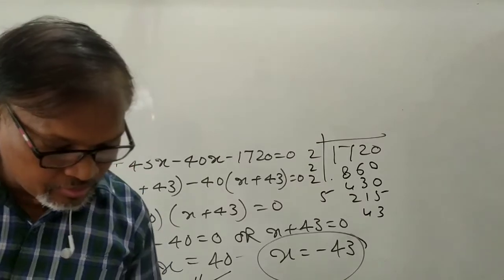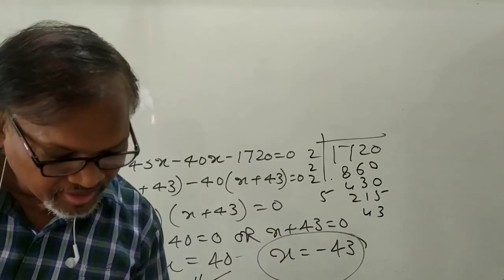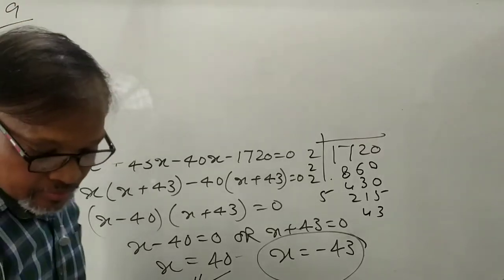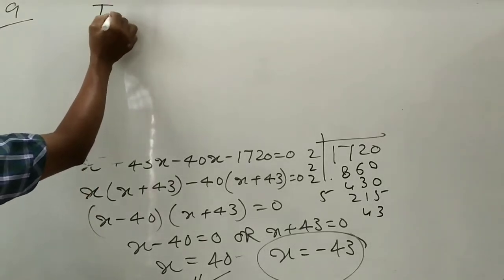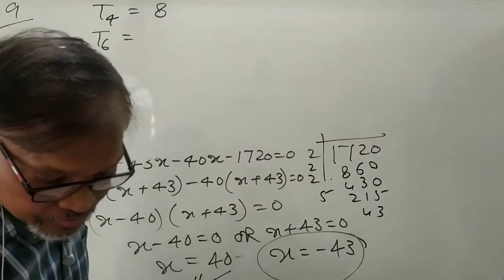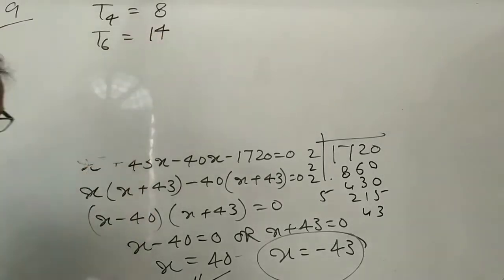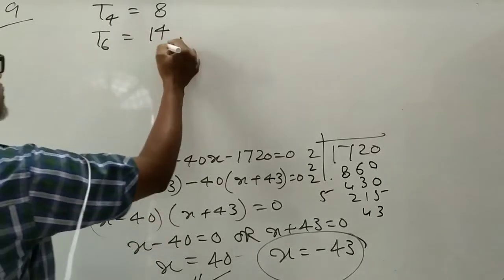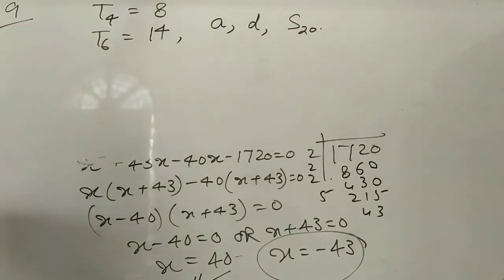Next question, like question number 9. In an AP, the fourth and sixth terms are 8 and 14. Find the first term, common difference, and sum of first 20 terms. You have to find a, d and S20. You have to find these three.